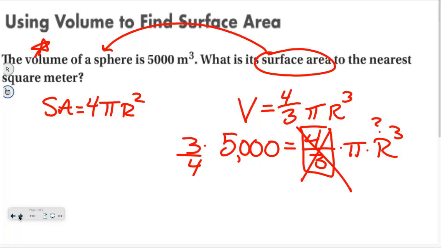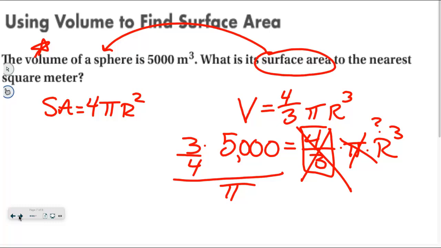We good so far? The next thing we need to do is get rid of multiplying by pi. So we're going to need to divide by pi. So whatever you got over here, you're going to divide it by pi. On the TI-84s, it just runs that answer. I think Decimals does too. So you're going to do 3/4 times 5,000 equals. And then you're going to hit divide by pi equals. And let's make sure we all have the same numbers in there.